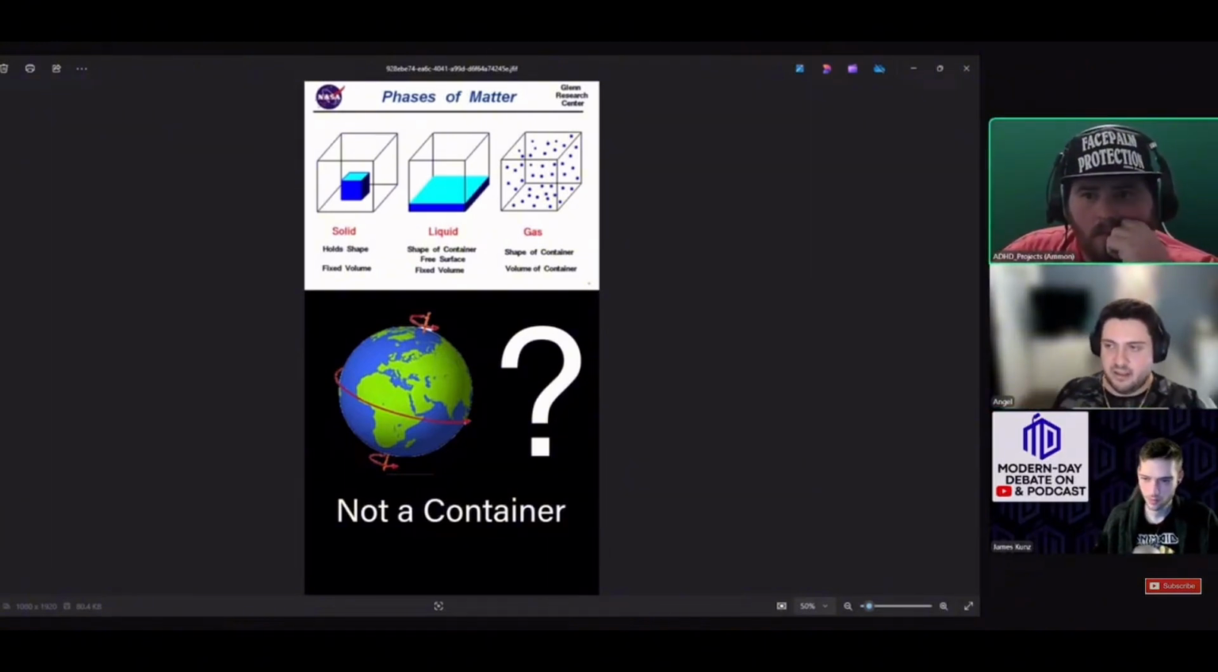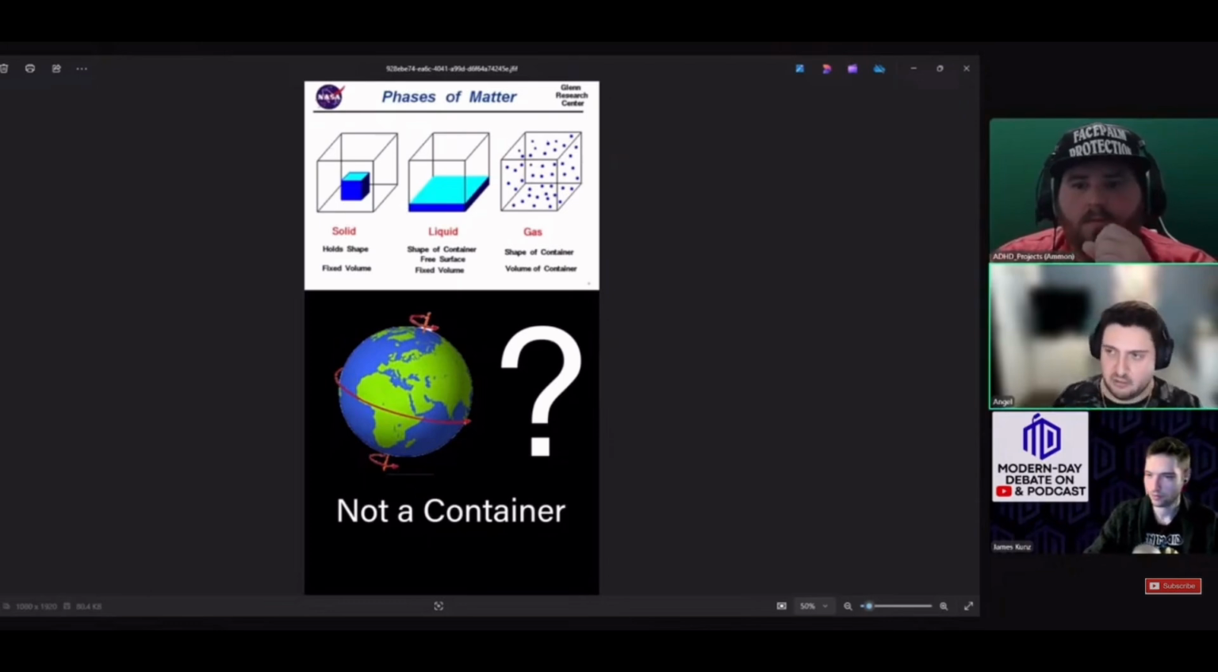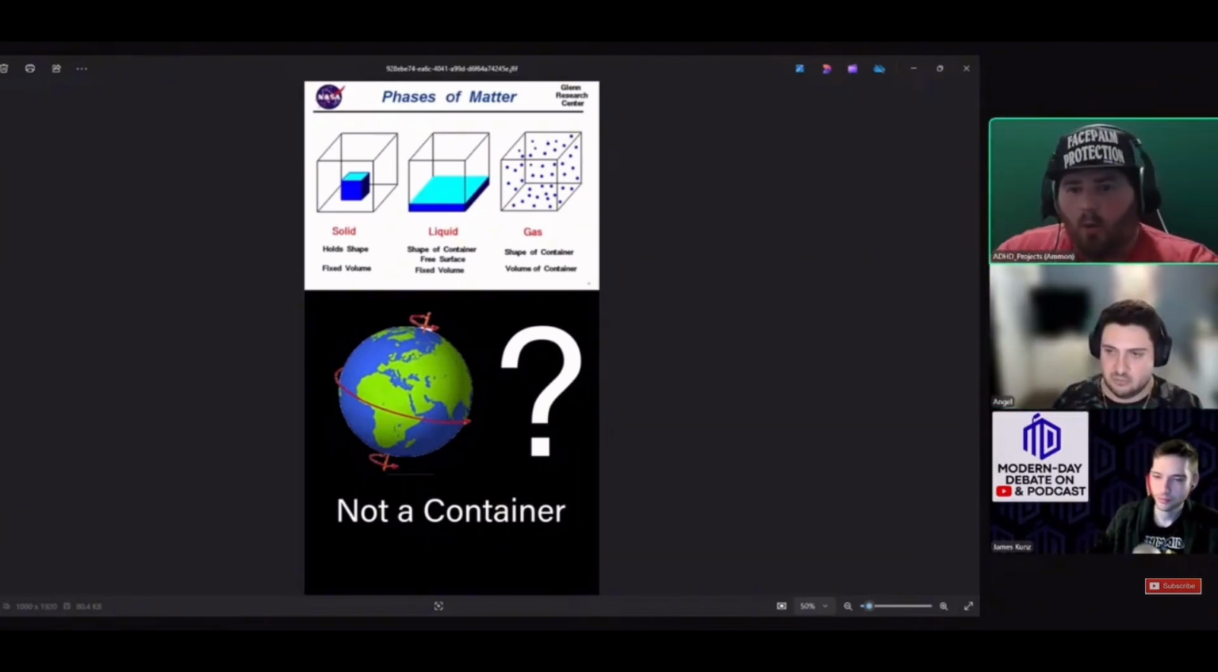Can you define gas pressure real quick? So gas pressure is the force that the gas exerts on a surface area. Oh, a container. It can be the container, but it doesn't have to be a container. No, it has to be a container.